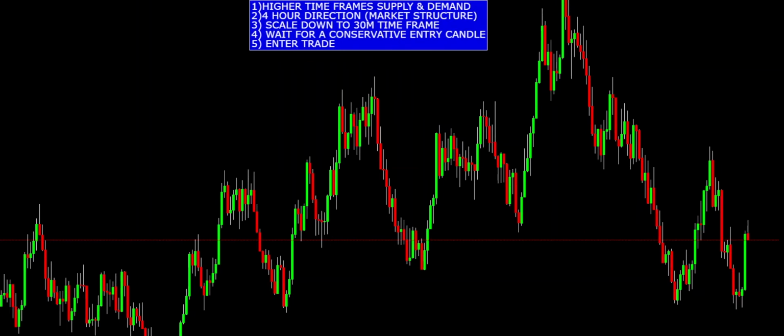As you can see on the screen, I've already written all the steps that you will need to take advantage of this 30-minute time frame strategy. First, you're going to need the higher time frame supply and demand zones. That is going to be a must. Then we scale down to our 4-hour time frame to determine the overall intraday direction. We take a look at the market structure on the 4-hour. Then we scale down to our 30 minute time frame and look for our entry criteria.